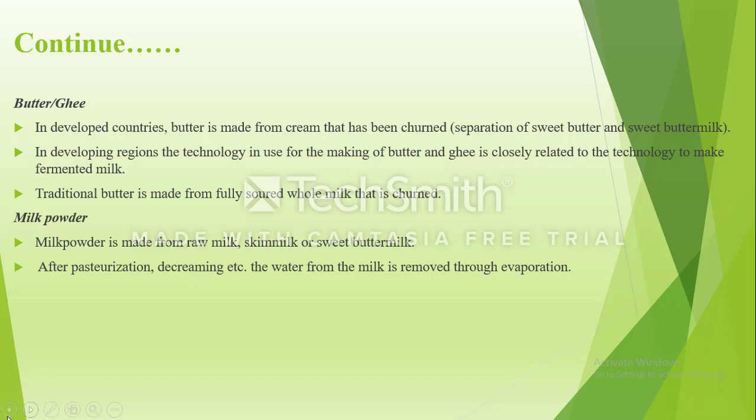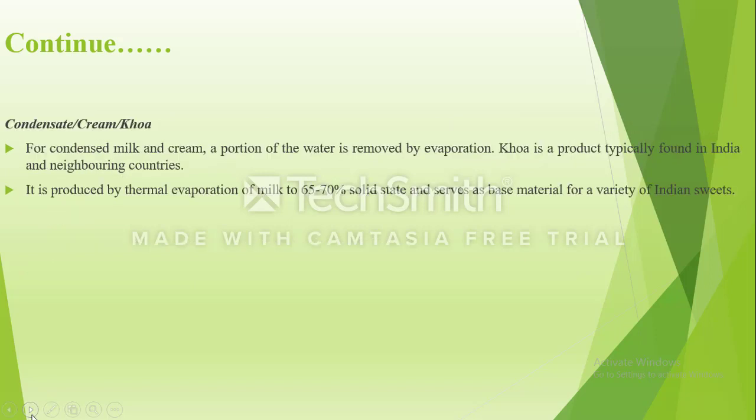Next one is condensed cream, khova. For condensed milk and cream, a portion of water is removed by evaporation. Khova is a product typically found in India and neighboring countries. It is produced by thermal evaporation of milk to 65 to 70% solids and serves as the base material for a variety of Indian sweets.